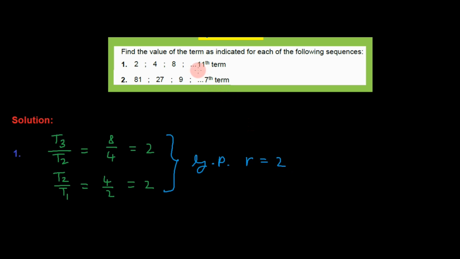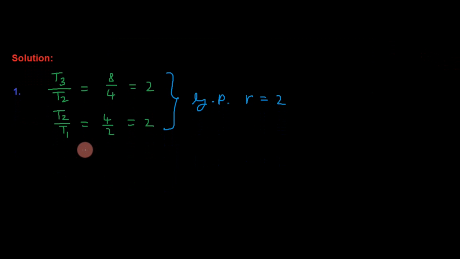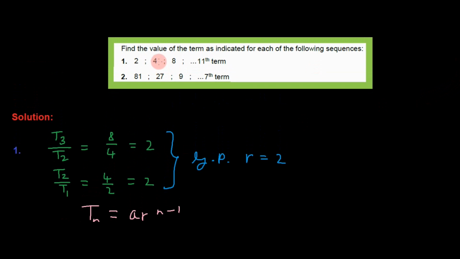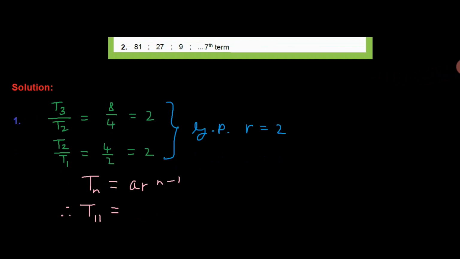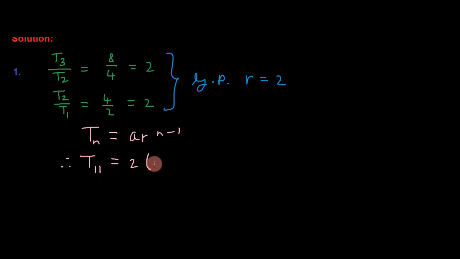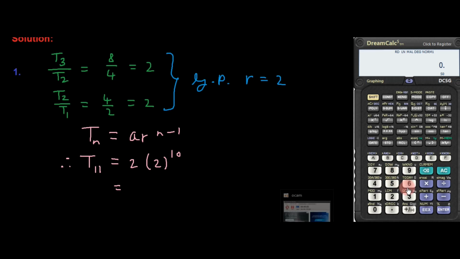We must find the value of the 11th term. So using the formula for the nth term, T sub n equals AR to the n minus 1. We want T sub 11. So it's A, and of course A is the first term, and that's equal to 2. So 2 times R, which is also 2, to the n minus 1, which is 11 minus 1, which of course is 10. And now we can find this on a calculator.